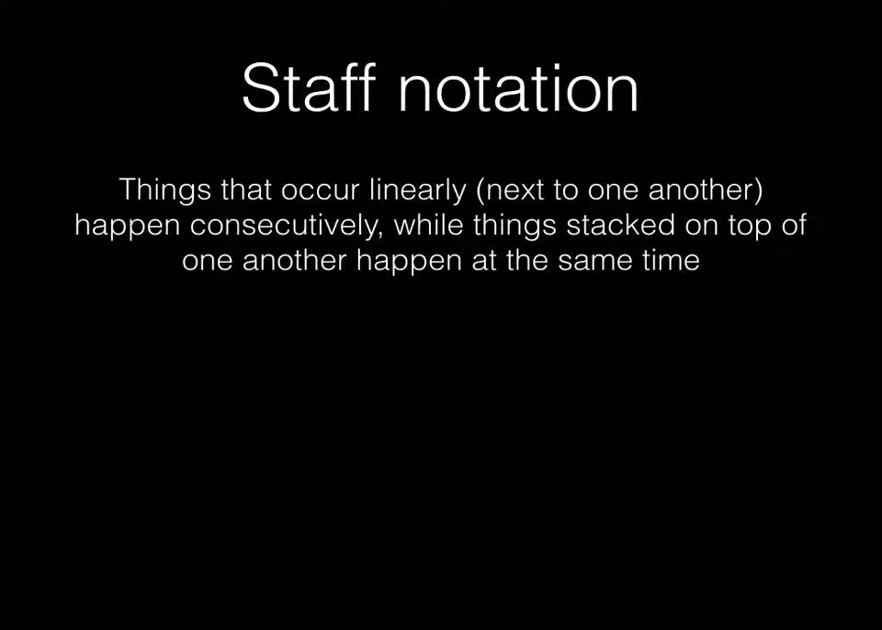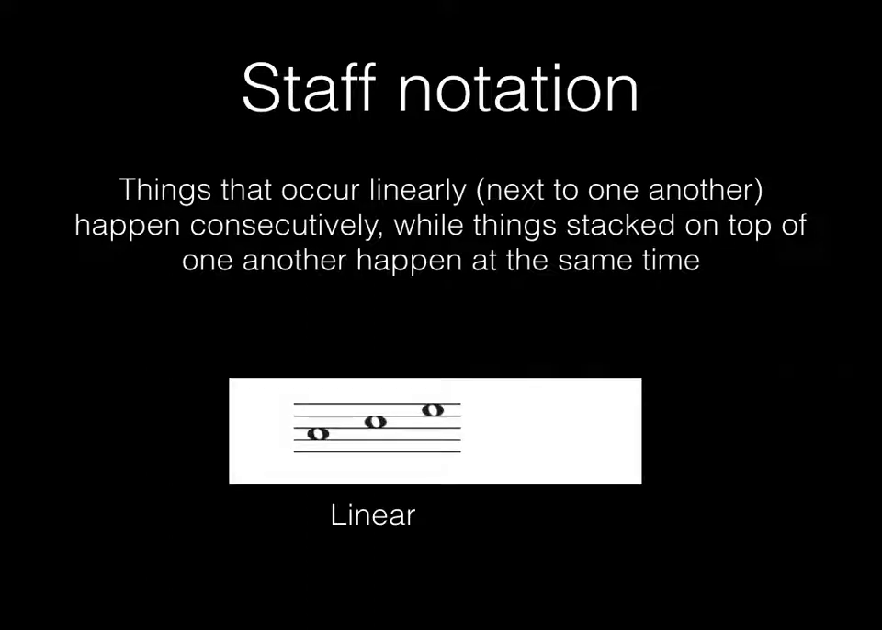Things that occur linearly on a staff, that is, they're next to one another, happen consecutively, while things that are stacked on top of one another will happen at the same time. So if you wrote notes out like this, it means that first you play that note on the left, then you play the middle note, and then you play the last note. Whereas stacked, you would play all 3 of those notes together.